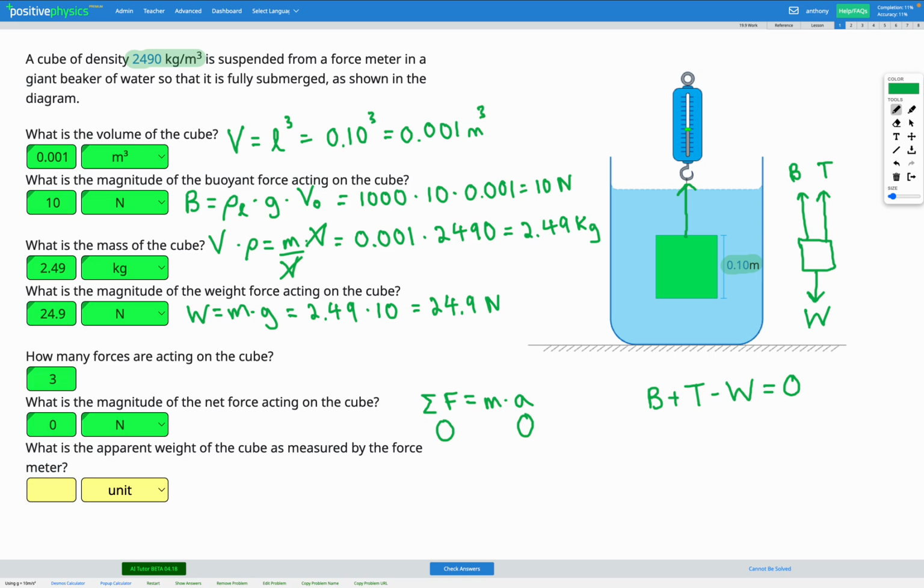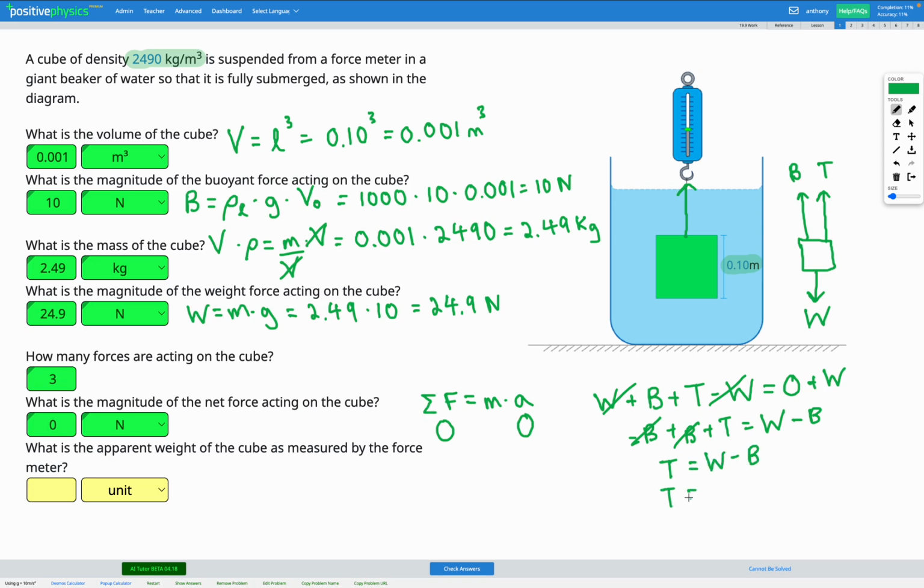I want to find T. So I'm going to add weight on both sides to start with. So that will cancel out on the left. So now I've got B plus T is equal to W. And I'm going to subtract B on both sides so that that can cancel on the left as well. I'm left with T is equal to W minus B.